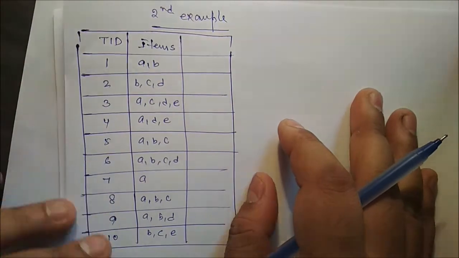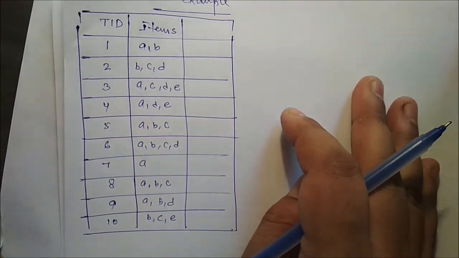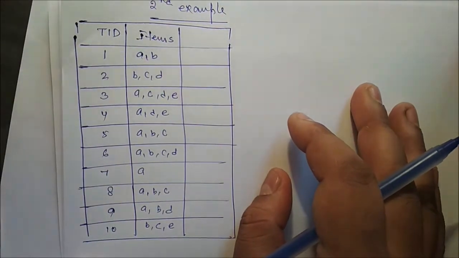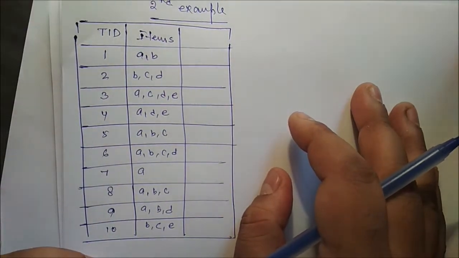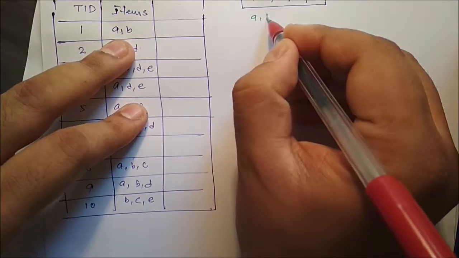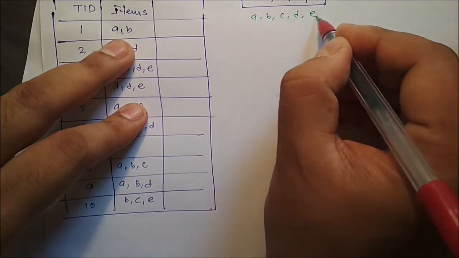Okay, now this is our second example. You can do one thing: note down the problem and try to solve it yourself. After that, watch this video for a clear understanding. A, B, C, D and E.